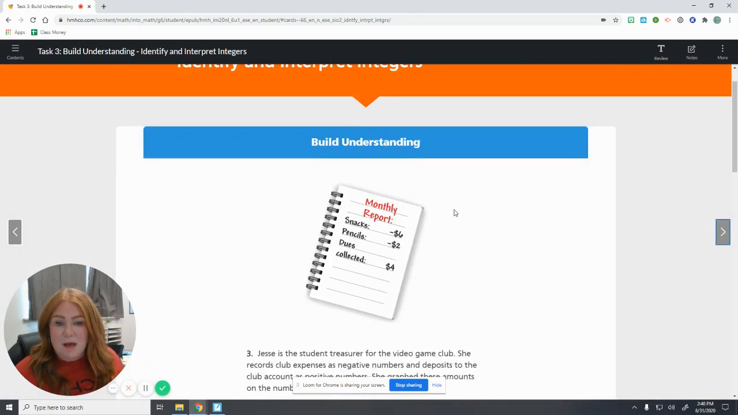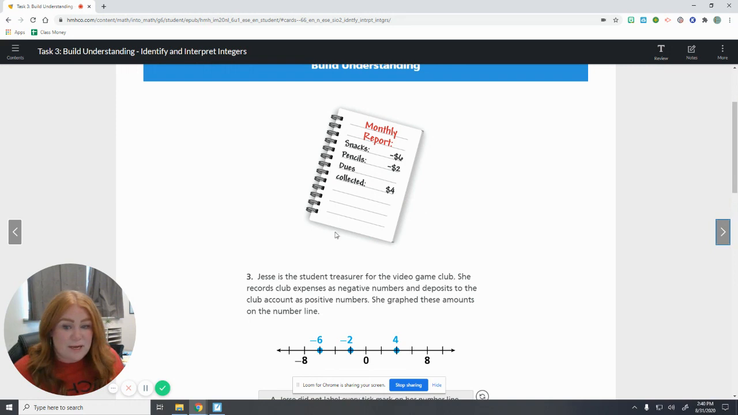Okay, our next task is number 3, and it says that Jessie is the student treasurer for the video game club. She records expenses as negative numbers. So anytime they're spending money, you're losing your money, so that's a negative number. And deposits, so anytime people are giving money, that is money you deposit into your account as a positive number.